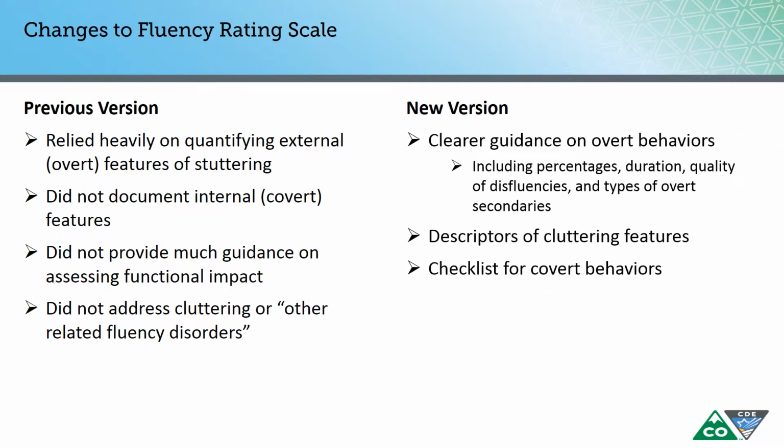Next, behaviors that are not observable to the listener are now covered in a new section. These are termed covert behaviors. These can include secondary behaviors like avoidances, negative feelings and attitudes related to the disfluency, and negative reactions of peers. Lastly, the new scale includes a section on risk factors for preschool-age children.